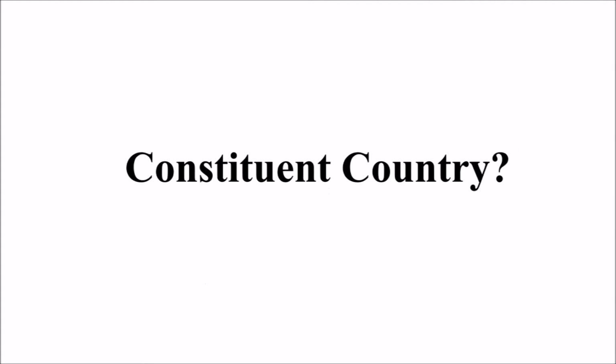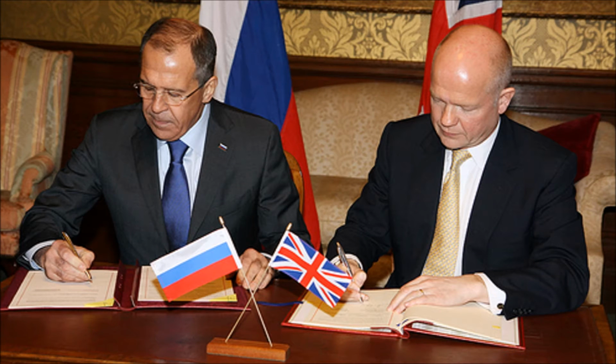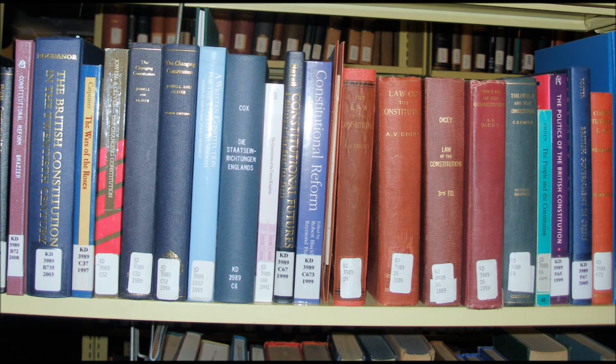So what do we actually mean by a constituent country? After all, by most definitions, the UK would be a country. It has a parliament, it has a seat in the UN, it makes treaties with other countries. Really, constituent country is just a term we use to refer to one of the fundamental parts of the UK. It's not a specific legal status.